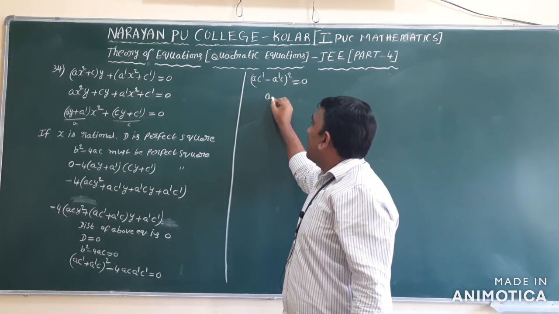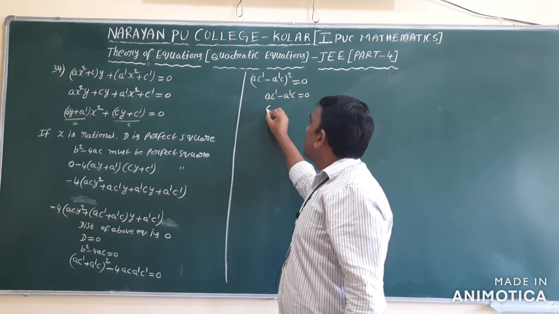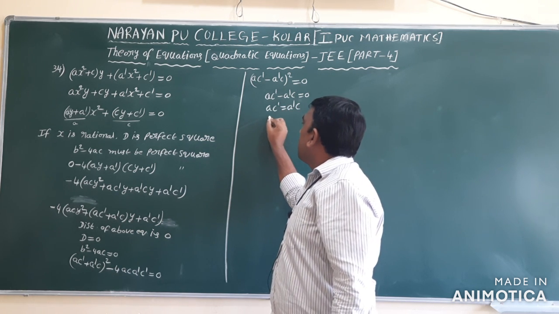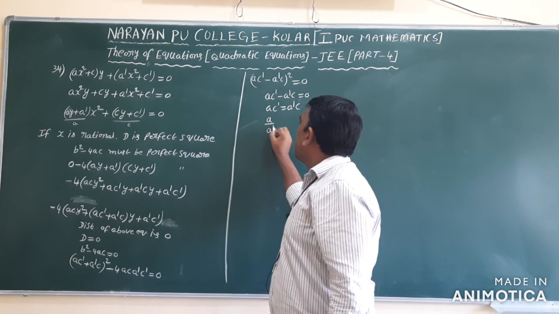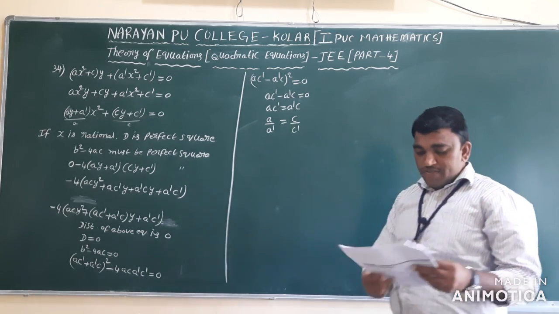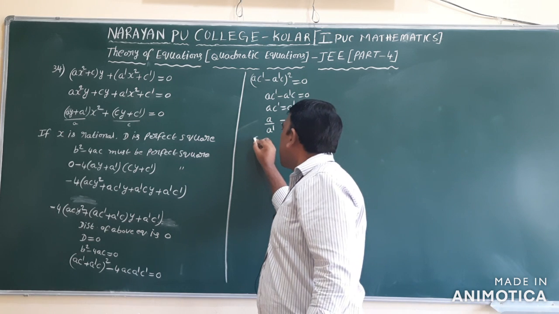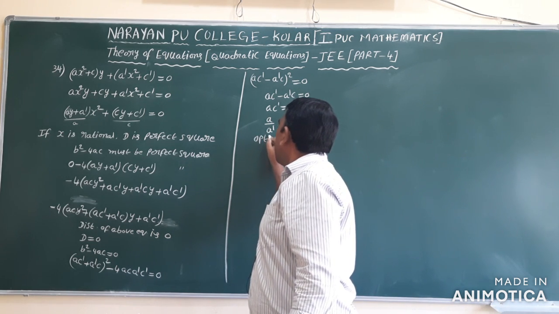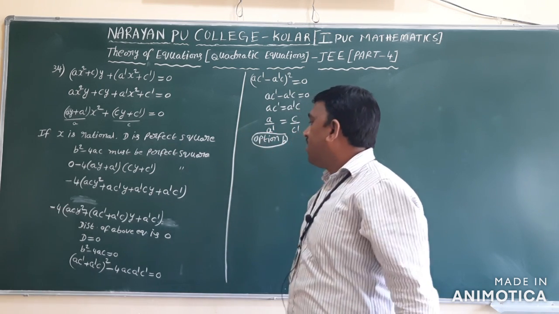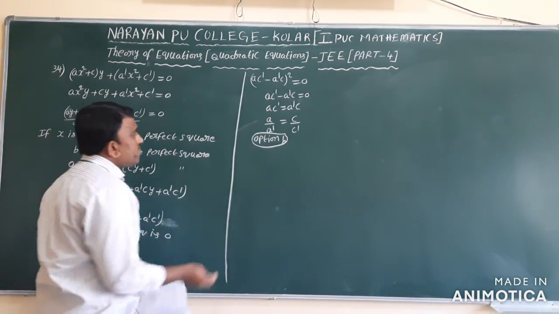So we can write ac dash minus a dash c equal to 0, ac dash equal to a dash c. So a by a dash is equal to c by c dash. So verify the options: a by a dash equal to c by c dash. Option B is correct. So next, question 35.